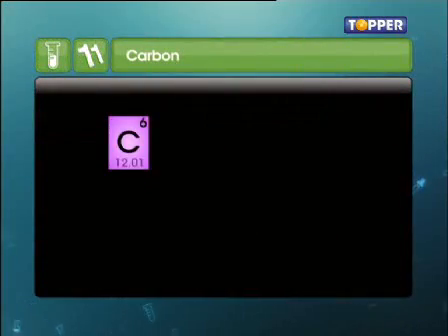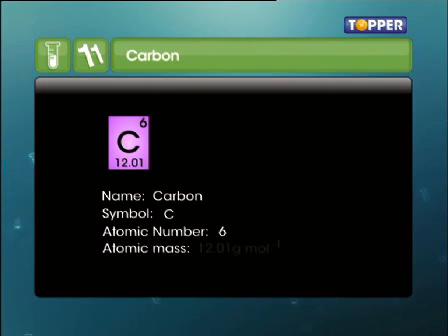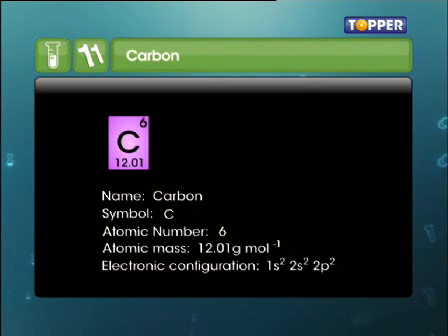Carbon is represented by the symbol C. Its atomic number is 6 and atomic mass is 12.01 grams per mole. As for the electronic configuration of carbon, it is 1s2, 2s2, 2p2.